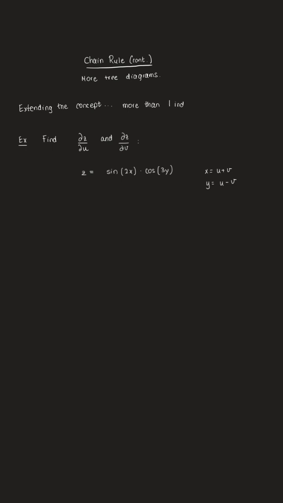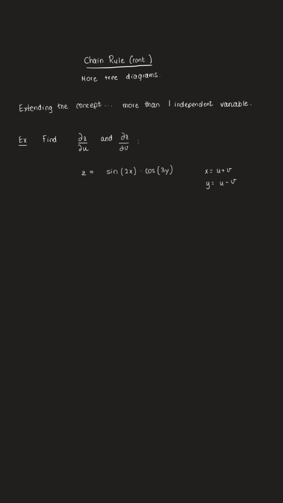In the previous video, we saw that we only had one independent variable, which was t. So here, let's look at this specific example, and then we'll create a tree diagram to represent the chain rule for the partial derivatives that we're being asked to find. In this example, we want to find the partial derivative of z with respect to u and the partial derivative of z with respect to v.